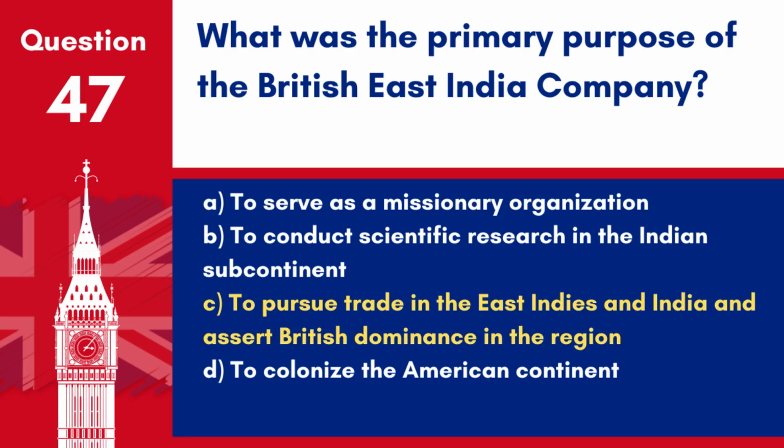Answer: C. To pursue trade in the East Indies and India and assert British dominance in the region. The British East India Company was originally chartered to compete in the East Indian spice trade, but expanded its activities to include ruling large areas of India, playing a key role in the establishment of British control over the subcontinent.